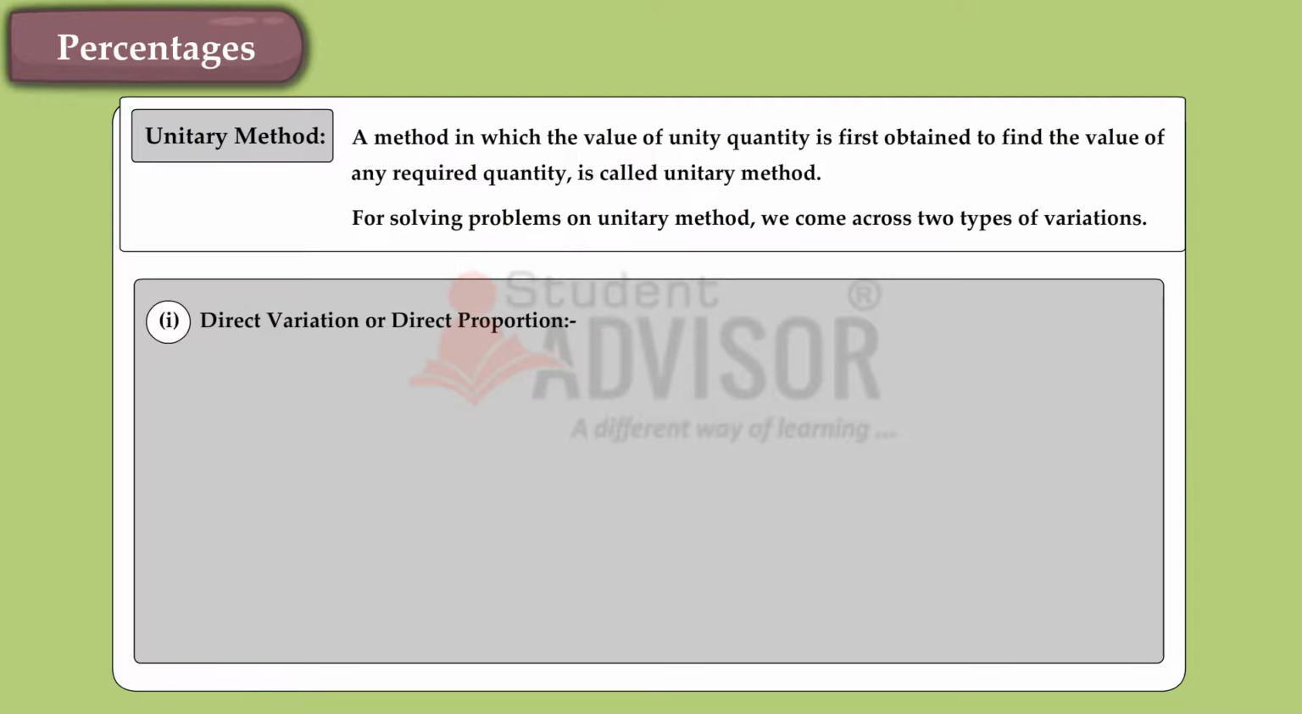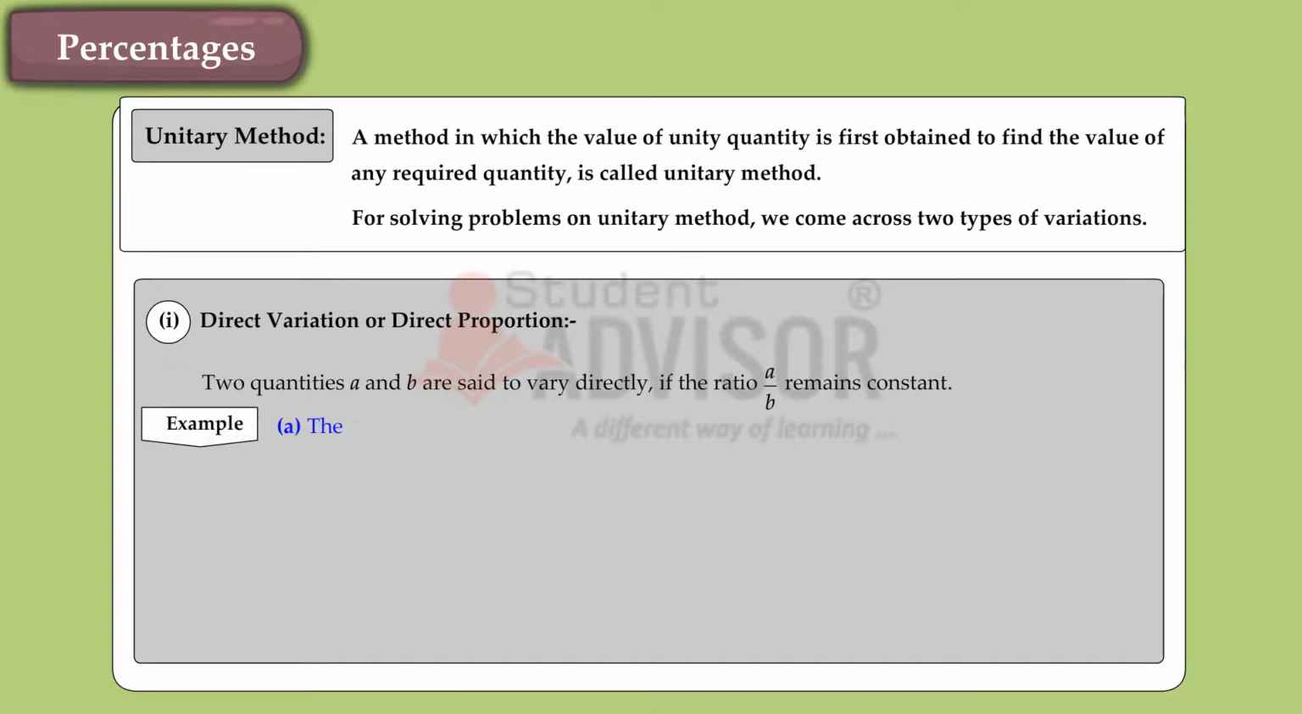Two quantities A and B are said to vary directly if the ratio A over B remains constant. For example, the cost of articles varies directly as the number of articles. The work done varies directly as the number of men at work.